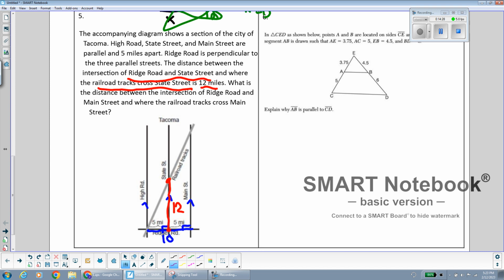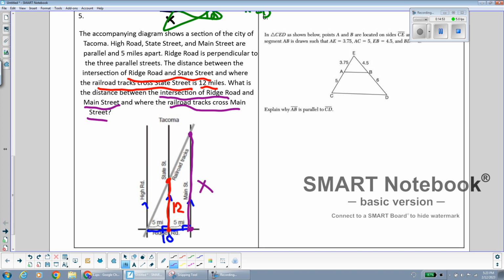What is the distance between the intersection of Ridge Road and Main Street? So here's Ridge Road, and here's Main Street, and here's where they meet or intersect, and where the railroad tracks cross Main Street. So here's the railroad tracks, here's Main Street, and here's where they meet. So we're looking for this distance over here.